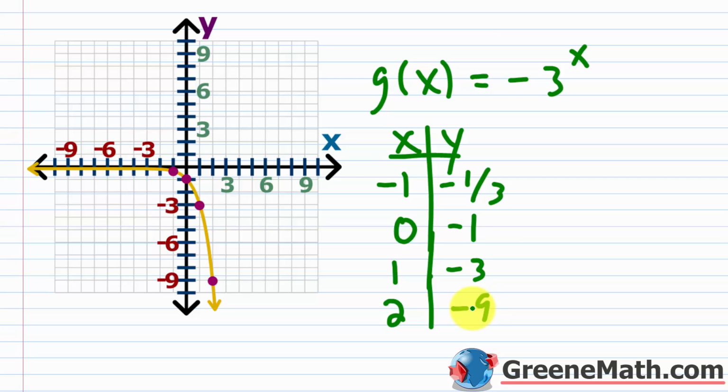So again, just taking these 4 points, if I do -1, -1/3, that's there. 0, -1 is right there. 1, -3 is right there. And then 2, -9 is right there. So again, that's enough to sketch your graph.